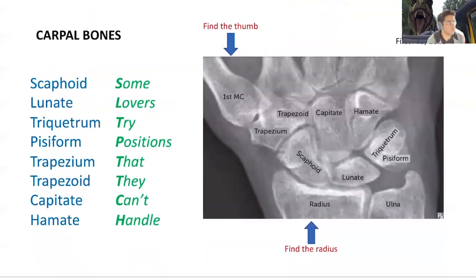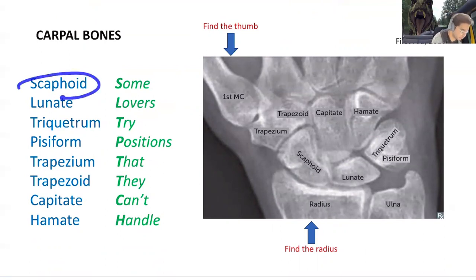All right, dirty mnemonics galore. This is the most famous one. I threw that in there because it's well worth it to know it. Some lovers try positions that they can't handle. Scaphoid, lunate, triquetrum, pisiform, trapezium, trapezoid, capitate, and hamate, okay? Love to test this thing, okay?